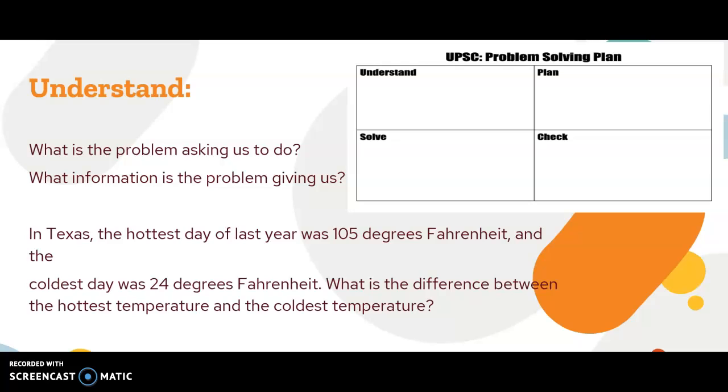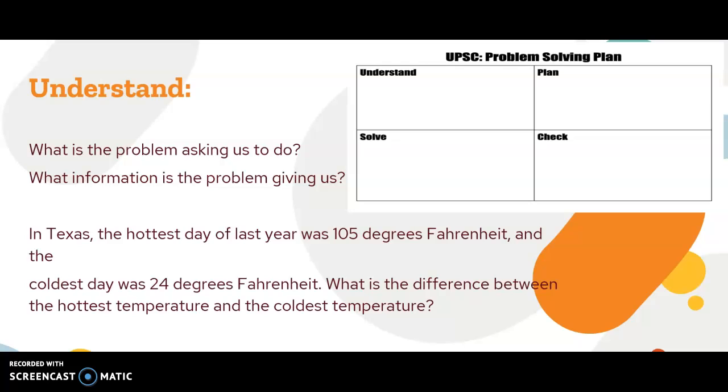Okay, let's look at another example. And the problem says in Texas, the hottest day of last year was 105 degrees Fahrenheit, and the coldest day was 24 degrees Fahrenheit. What is the difference between the hottest temperature and the lowest temperature?